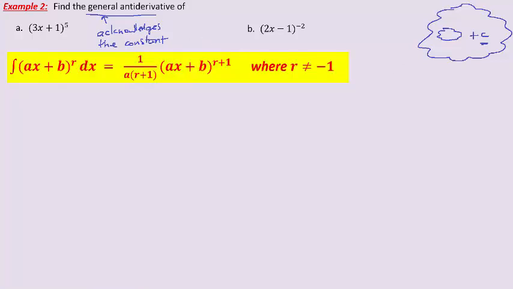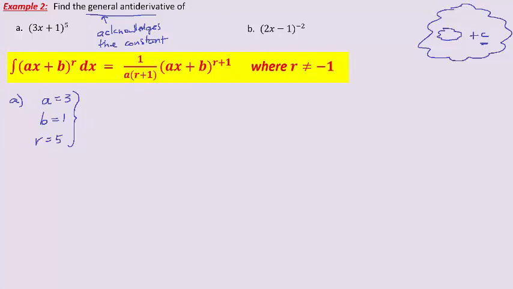The rule we're going to use to solve this is the rule that I've just put up here. It's a formula, and this is something you really should know. So if I look at example A, I could write down that here a equals 3. So ax plus b, a equals 3, b equals 1, and r equals 5. And essentially I can just substitute this straight into the formula.